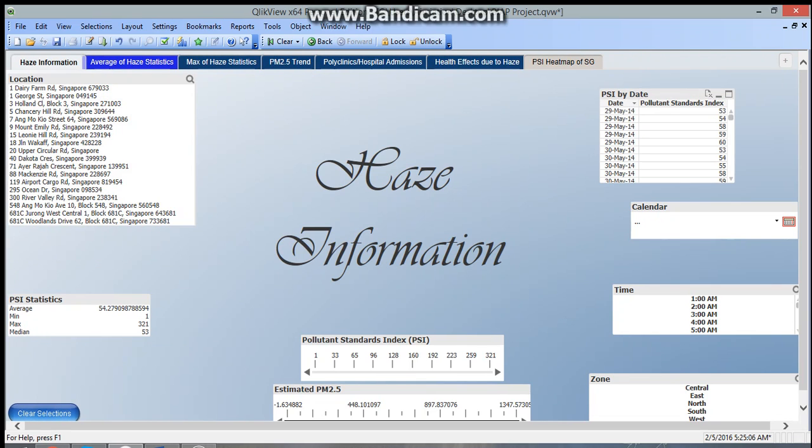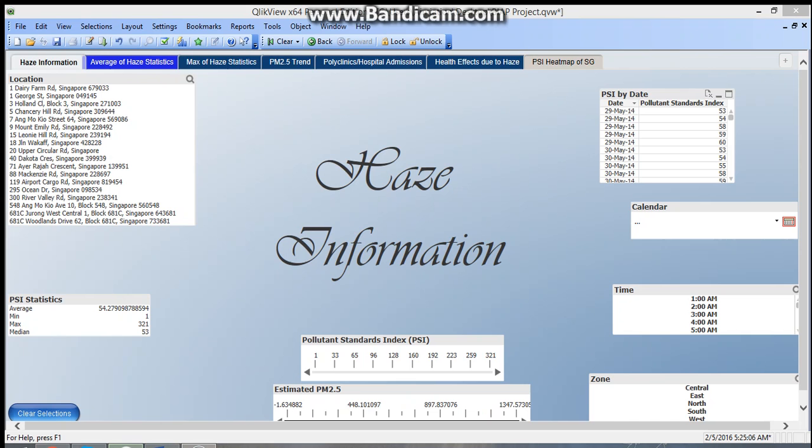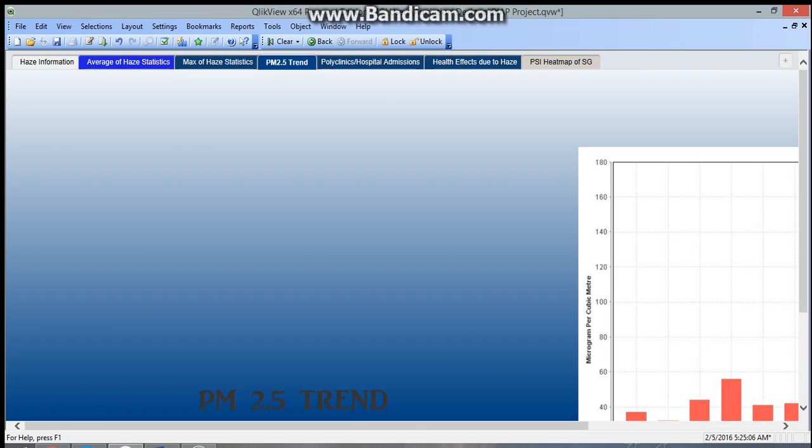And the next one is, what is the impact of the haze on health? So what I did was I went on to the website that you guys gave me for the polyclinics and hospital admissions. I looked for data that incorporates air, and what I found was air quality, and this air quality is PM 2.5, which are particles that are 2.5 micrometers or less in diameter.